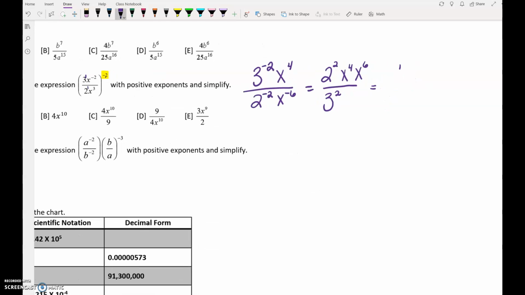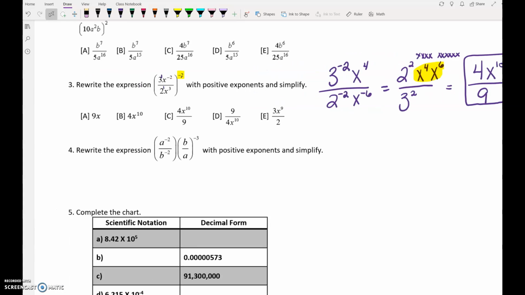Now 2 squared is 4. 3 squared is 9. And when we have x to the 4th times x to the 6th, that's when you add those exponents together. x to the 4th means 1, 2, 3, 4. x to the 6th means 1, 2, 3, 4, 5, 6. How many of them do we have all together? We have x to the 10th. So 4x to the 10th over 9 would be your correct answer.